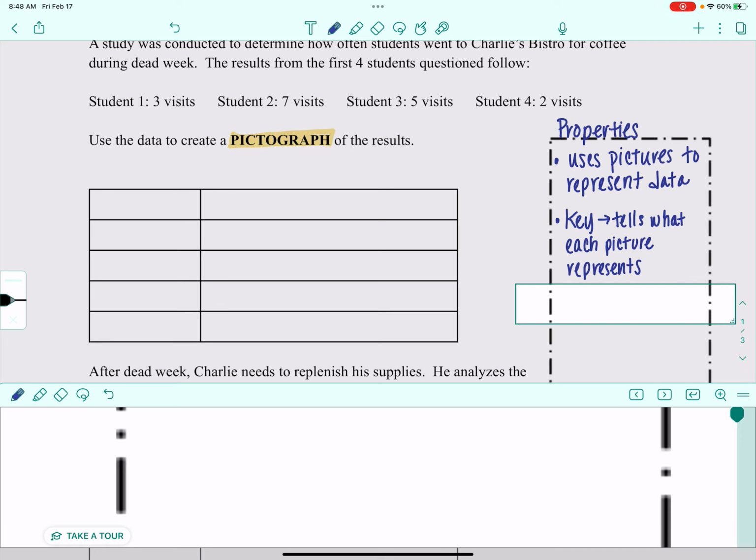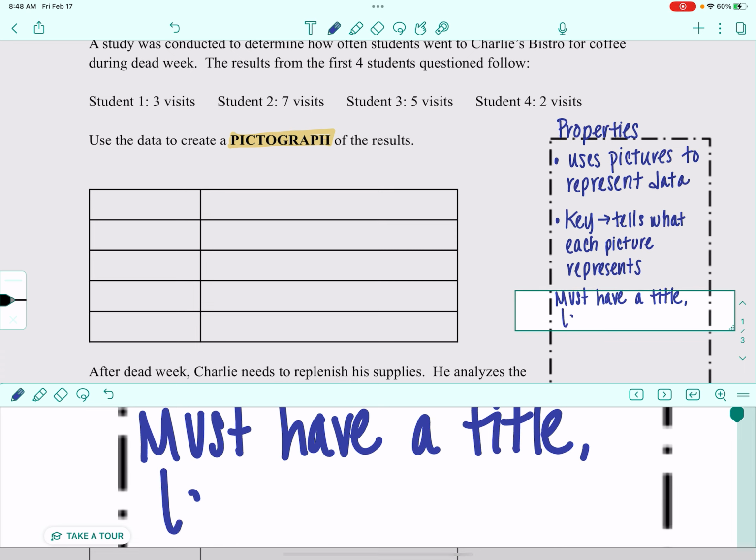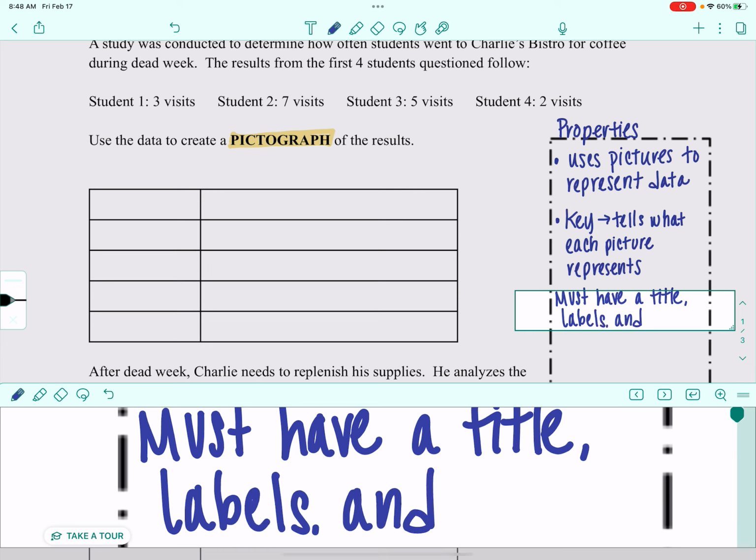In addition to a key, your pictograph absolutely has to have a title, labels, and symbols. These are the pictures you're going to use.